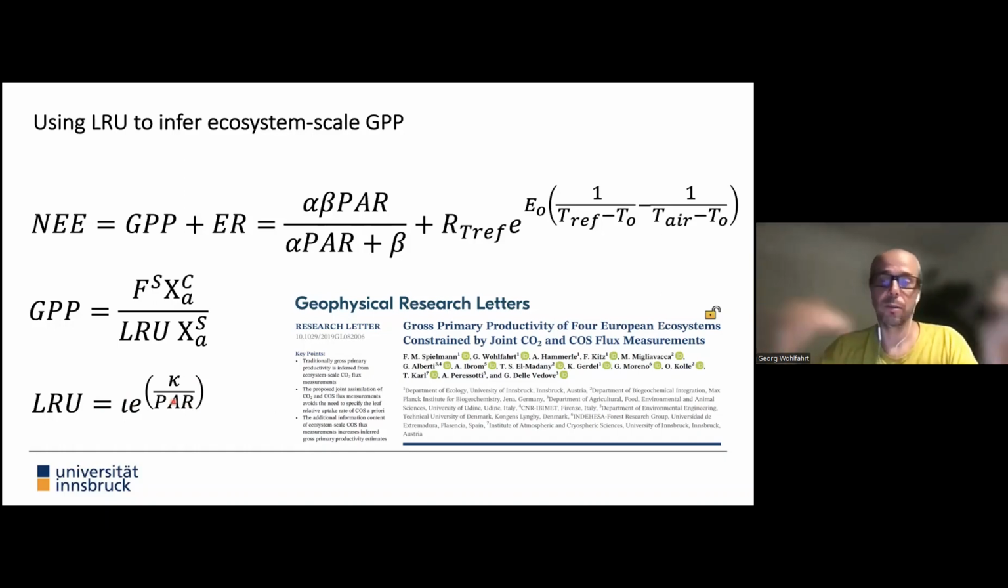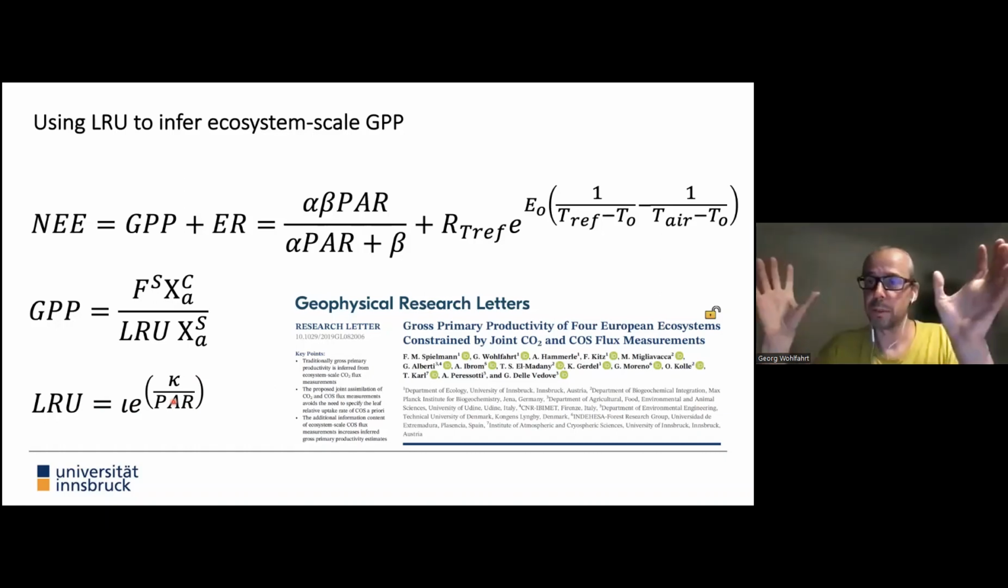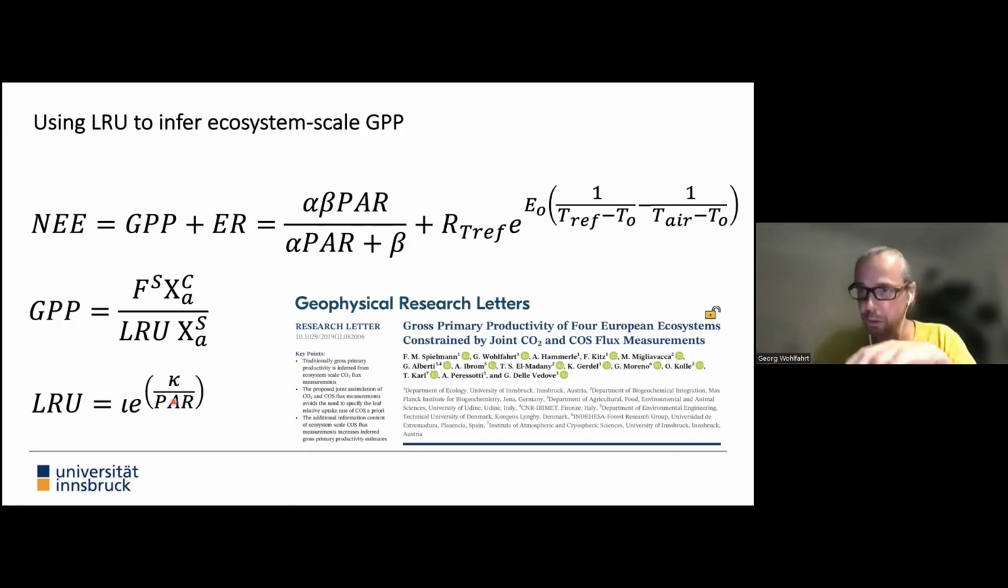So as the light decreases, photosynthesis goes down. So the plants close the stomata. So also the COS flux goes down, but it does not go down as quickly as the photosynthesis, and therefore the LRU increases at low light. And this is something that this equation down here captures.